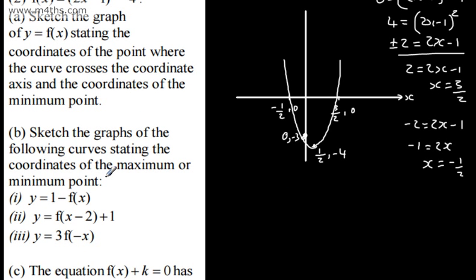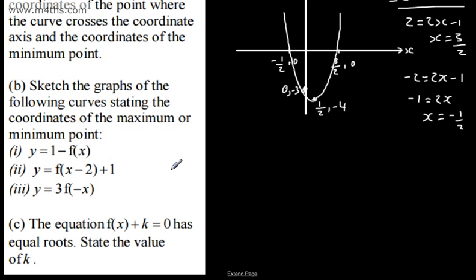In part B, it says sketch the graphs of the following curves stating the coordinates of the maximum or minimum point. So what this one is now, the first one is y is equal to negative f of x, and then we're going to have plus 1. So we've seen this plenty of times in the previous video. It's a reflection in the x-axis and then a translation of 1 unit in the positive y direction.